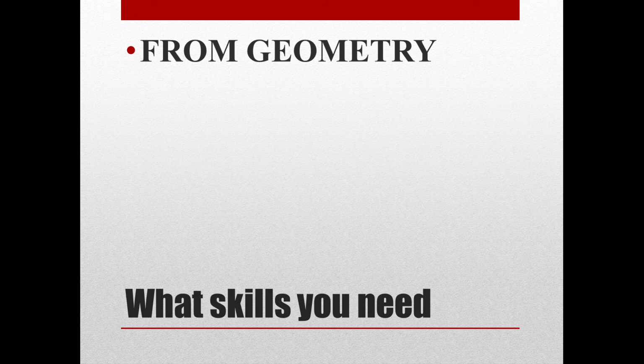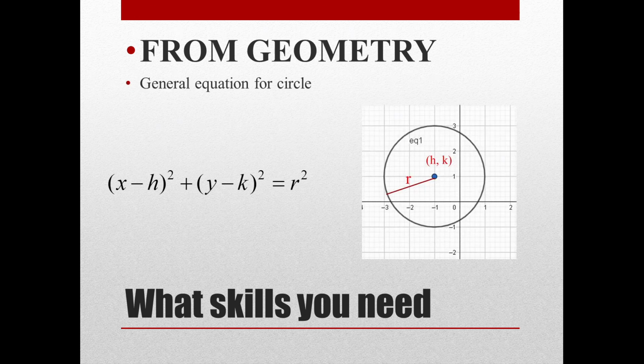Here is the general equation for a circle. The (h, k) are coordinates for the center of the circle, and r represents the radius, how far from the center to draw the circle.